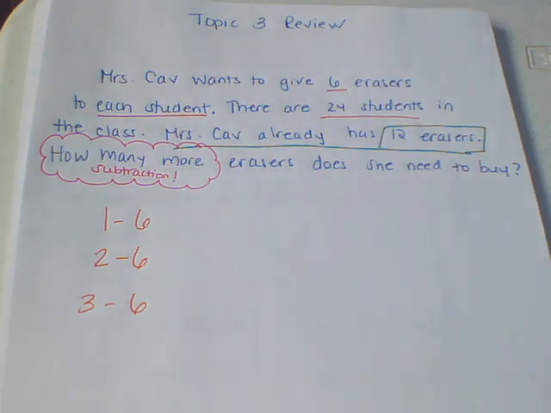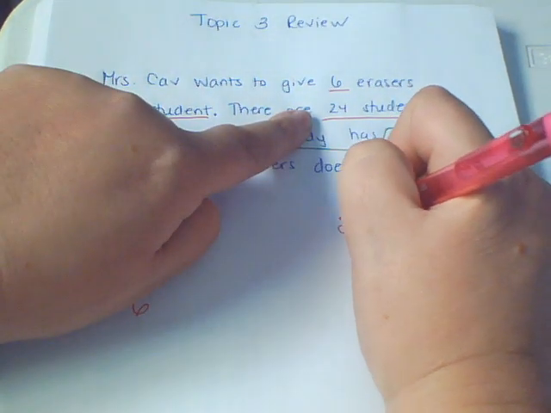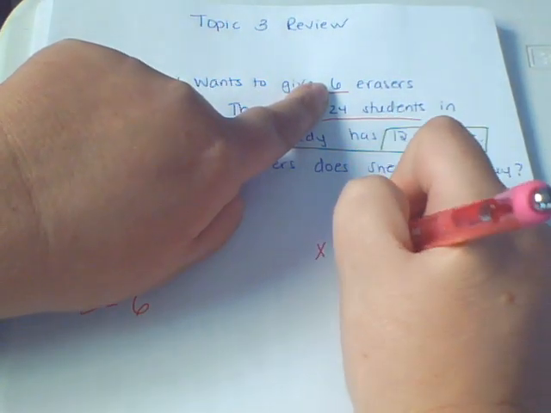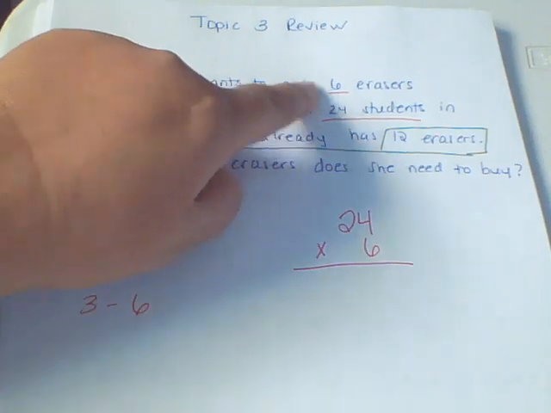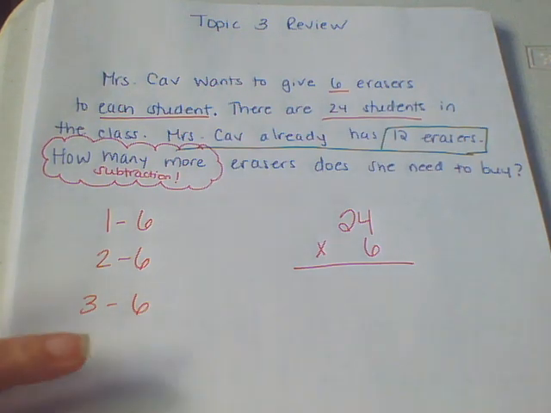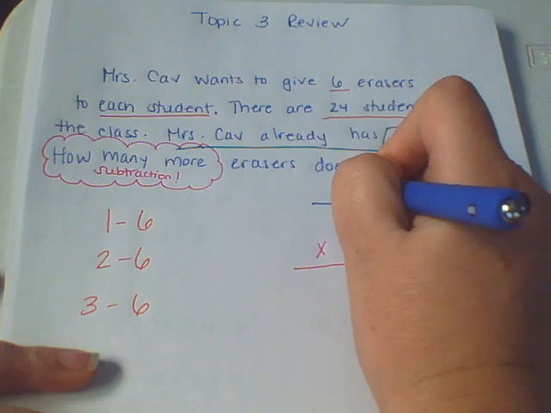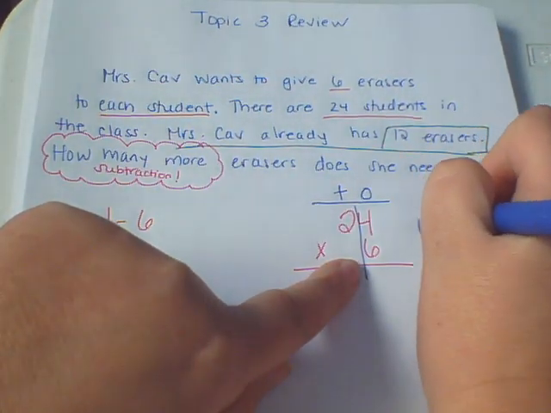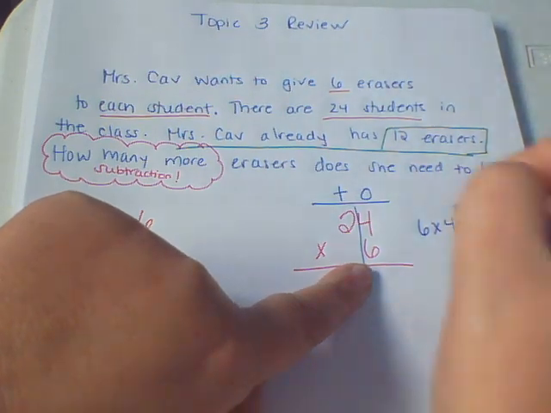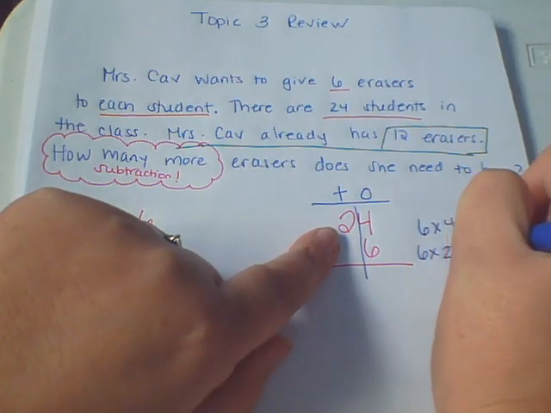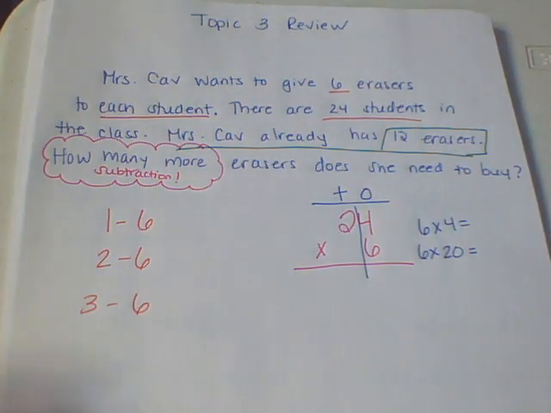So for starters, we're going to have to take the 24 total students and multiply it by 6 because each student is going to get 6 erasers. So let's see how many total erasers that is. Well, if I split it into my place value chart, I have my 1s and 10s. So I'm going to have 6 1s times 4 1s. And then I'm going to have 6 1s times 20 because 2 10s. Okay? And I've got to figure out my answer.